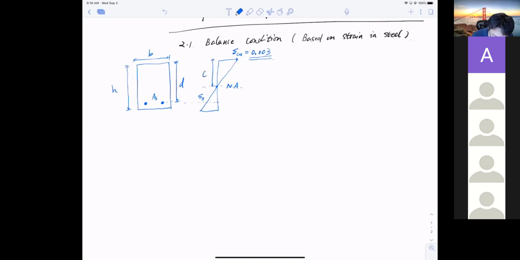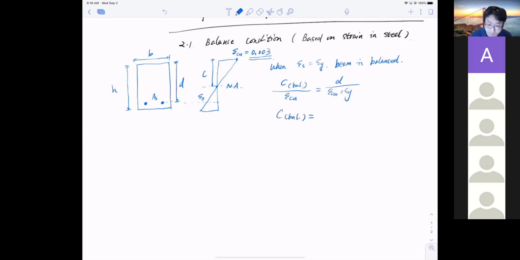And then I call it the balanced condition when the strain in the steel, epsilon S, equals the yield strain, epsilon Y. So in this condition, the beam is balanced, right on the balance point. And I can calculate the compressive zone at balance, using this triangle here, that equals the depth D divided by epsilon Cu plus epsilon Y. Then the balanced compressive zone equals epsilon Cu divided by epsilon Cu plus epsilon Y, times D.